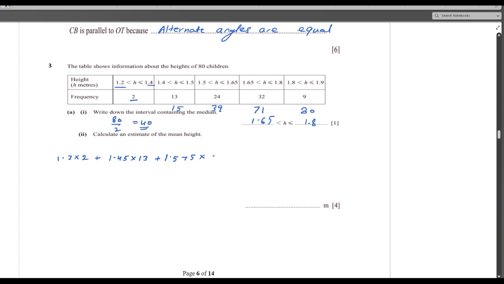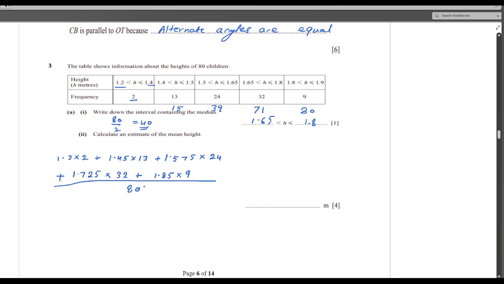1.575 times 24, plus the mean of 1.65 and 1.8 is 69 divided by 40, that is 1.725. 1.725 times 32, plus the mean of 1.8 and 1.9 is 1.85 times 9, and this whole addition will be divided by 80.